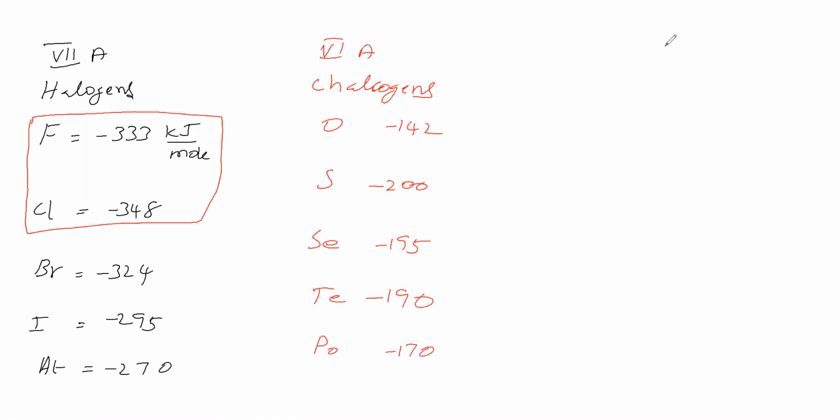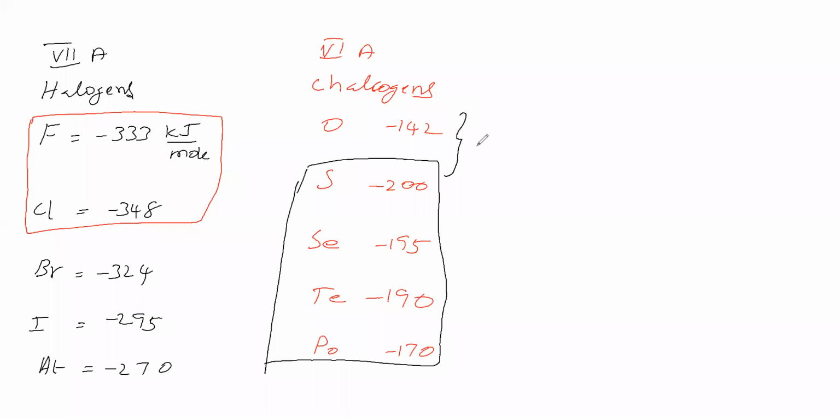Now in this case, how does electron gain enthalpy change from sulfur to selenium, selenium to tellurium, tellurium to polonium? The periodic trend is followed here. Periodic trend is followed means the electron gain enthalpy magnitude decreases down the group. What is the exception? Oxygen to sulfur is the exception in this 6th group.